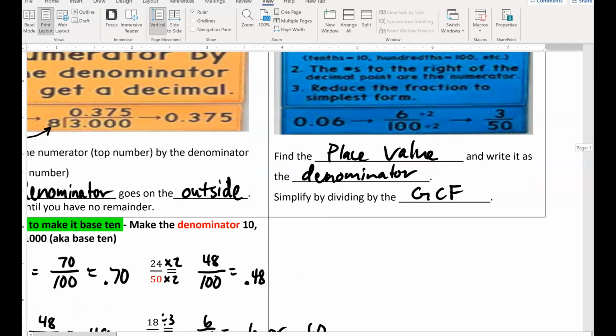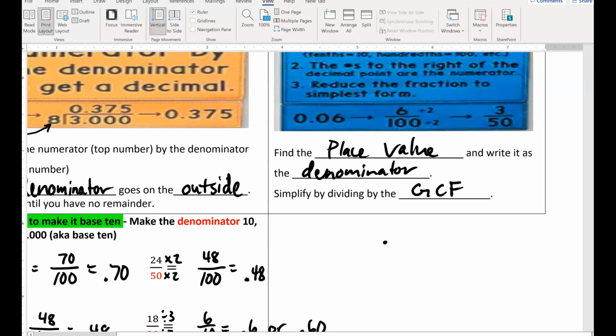So real quickly, quick example: 0.03. That is in the hundredths place. So I would say 3 over 100, and that is totally simplified. Right? We're going to have a lot of practice together.